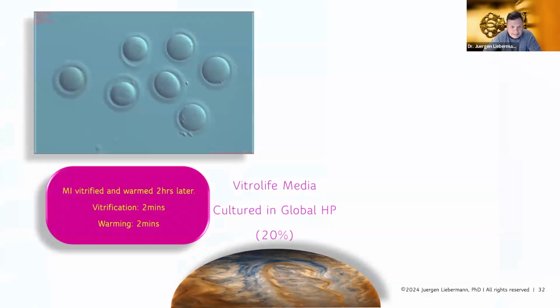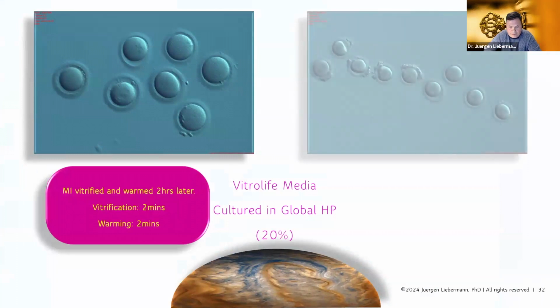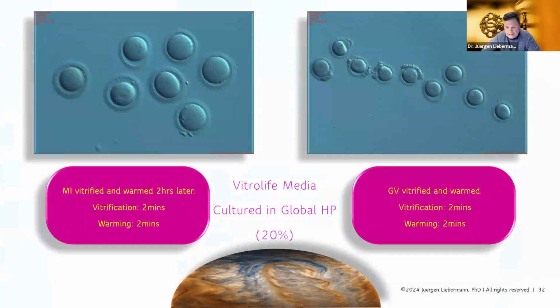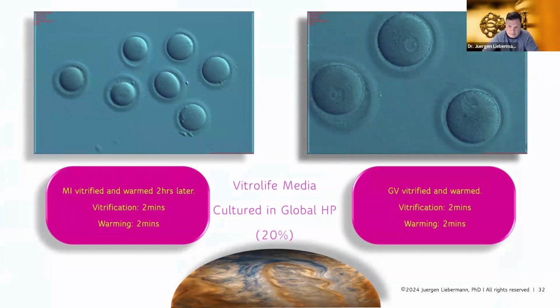Here are just some examples. Metaphase 1 oocytes, remember they were vitrified in 2 minutes and warmed in 2 minutes. And on the right side, I have vitrified GVs. You see the germinal vesicle. And when I magnify the picture, you see how clear and healthy these germinal vesicles are presenting, as if they were not cryopreserved.